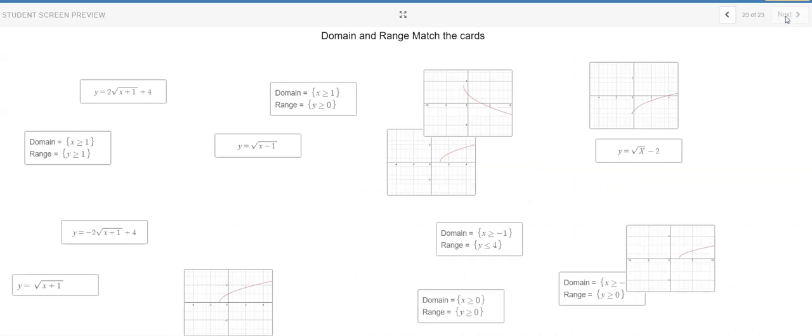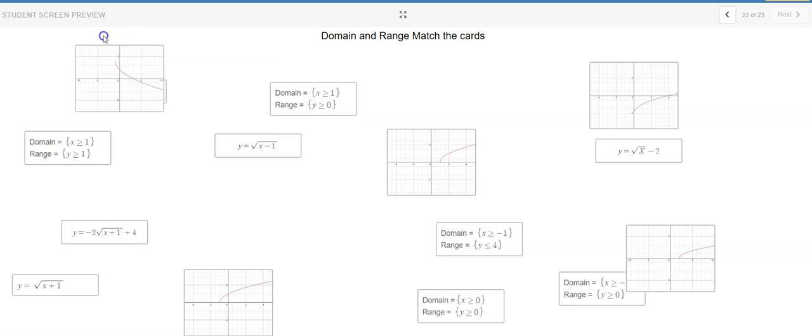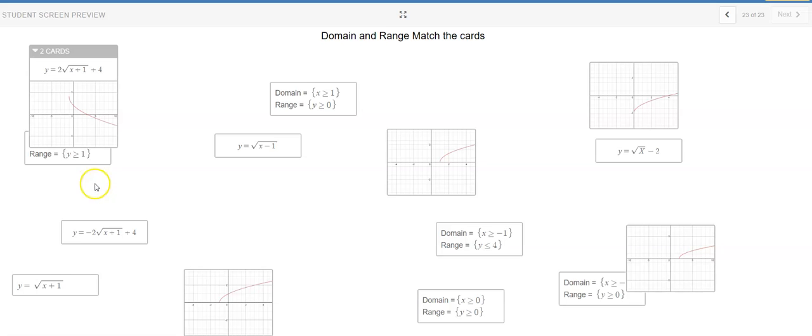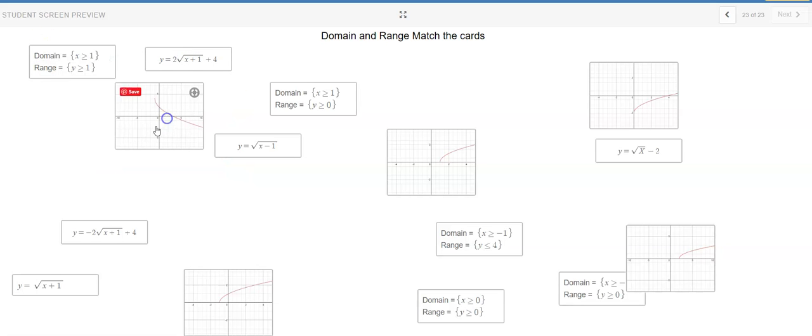And then you have a card match. You're going to have some leftover cards in this card match. To match the cards, you basically are going to say, I think this is the equation that goes with that graph, and this is the domain and range that goes with that graph. You will match the cards. You will have leftover cards. If they're leftover, leave them separate, and then I will take a look.